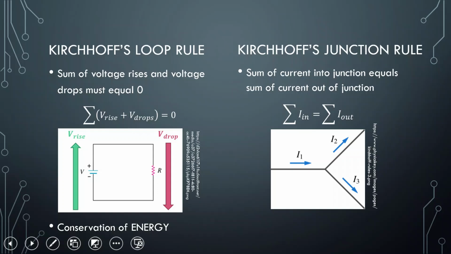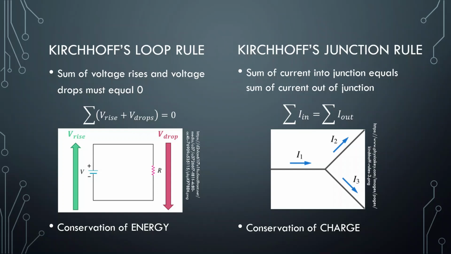The second one is Kirchhoff's junction rule, and it's related to current. It says the sum of the current into a junction is equal to the sum of the current out of a junction. A junction is anywhere where wires split off or come together. So current in must equal current out. In this example picture, you have current I1 going into a junction and I2 and I3 coming out of the junction. This is a statement of conservation of charge. We've seen conservation of charge in a couple other situations, so this is a formal application of that in circuits.